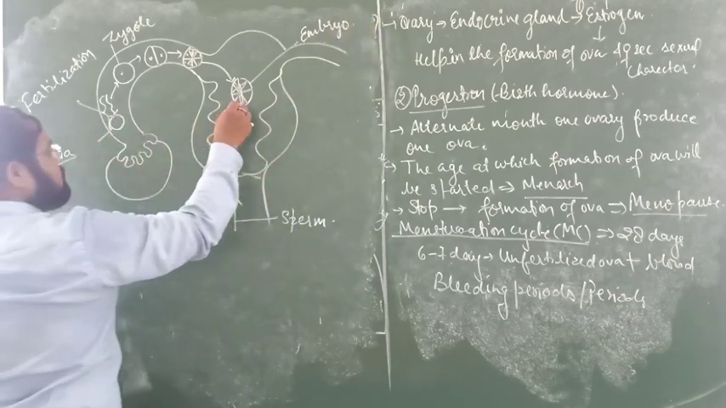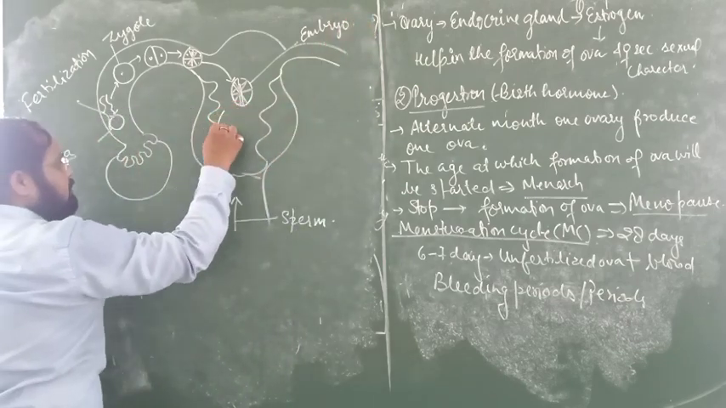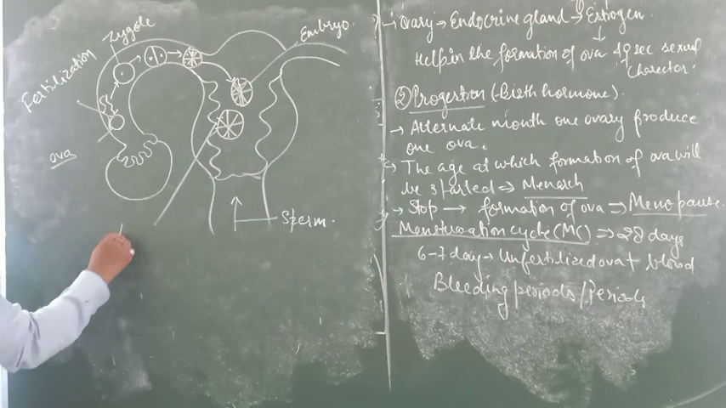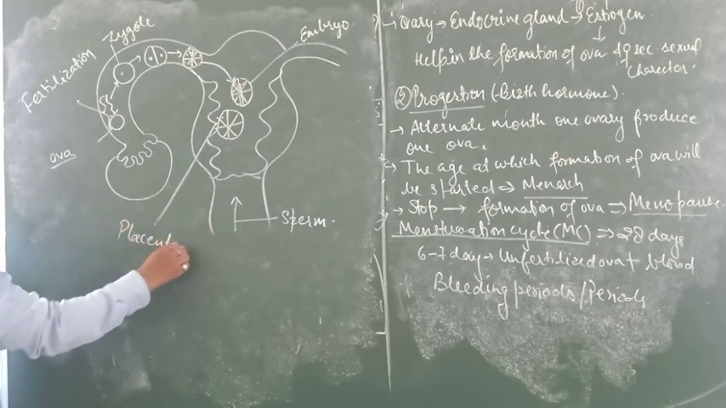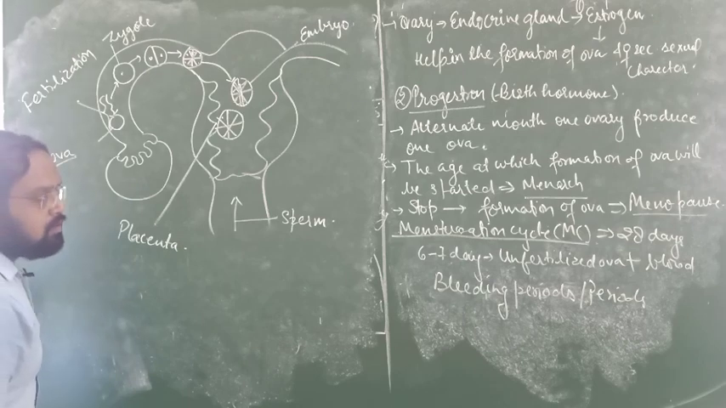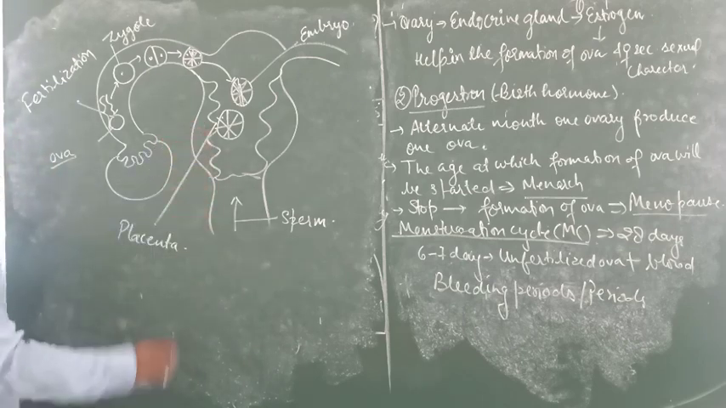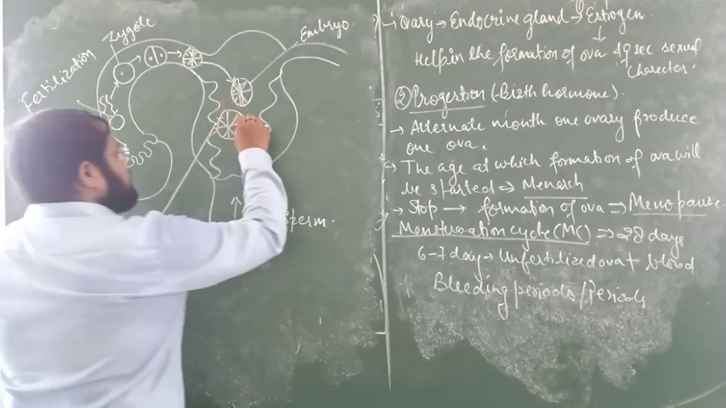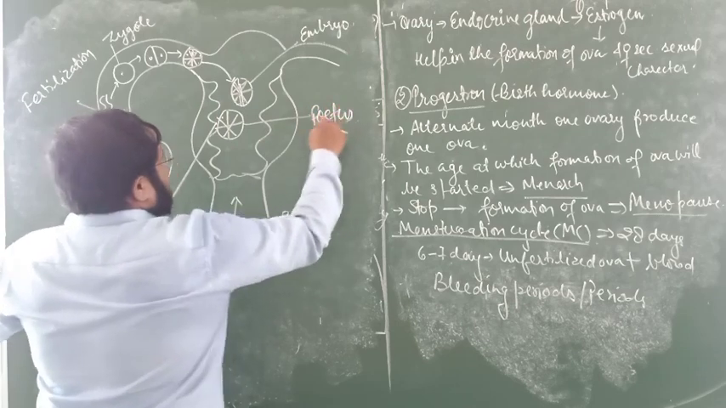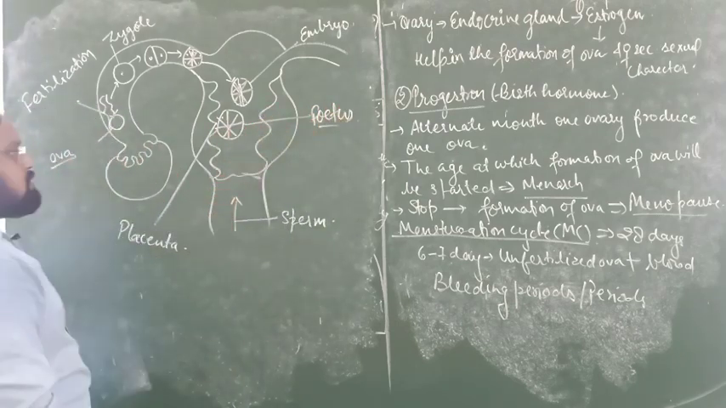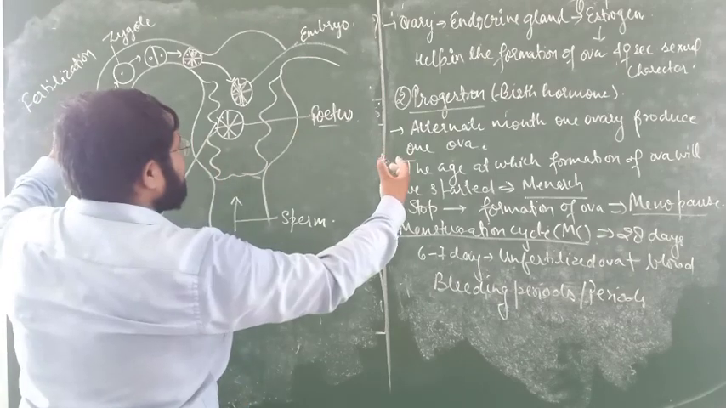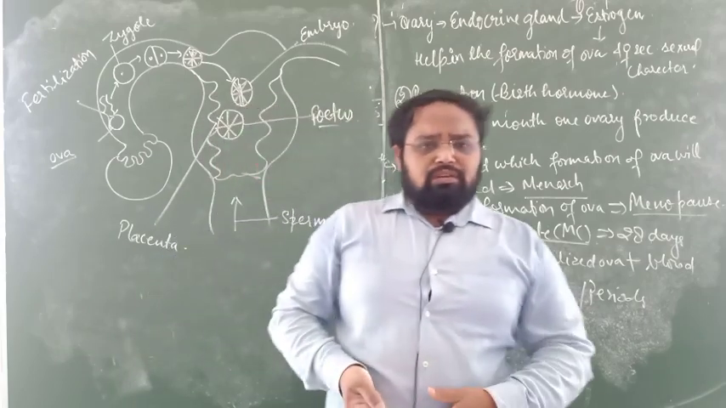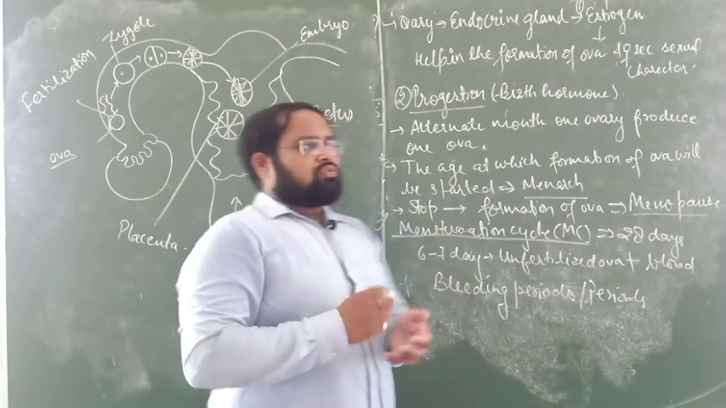This embryo will be attached to the wall of the endometrium. The place where it is attached is called the placenta. Once it is attached and developing, it is called a fetus. And later that fetus develops into the baby. For the development of the baby, one tube-like structure will be attached to the mother, that is called the umbilical cord.